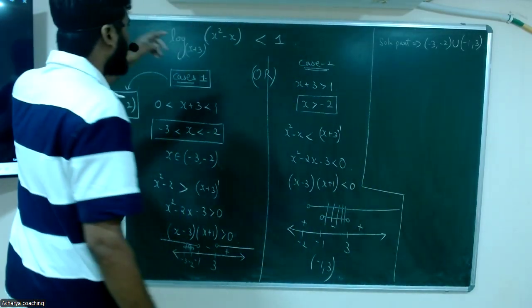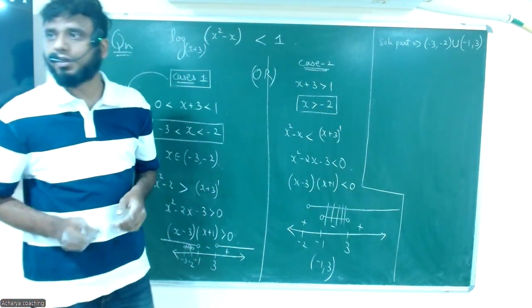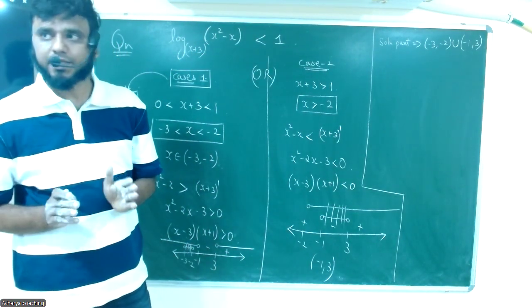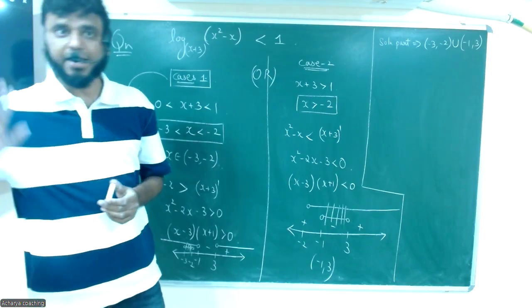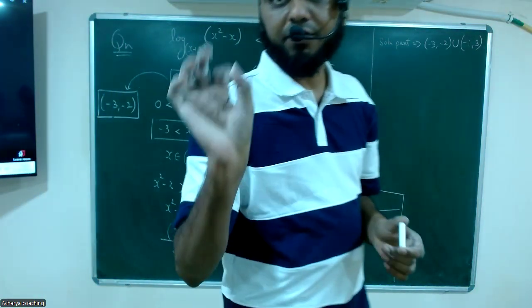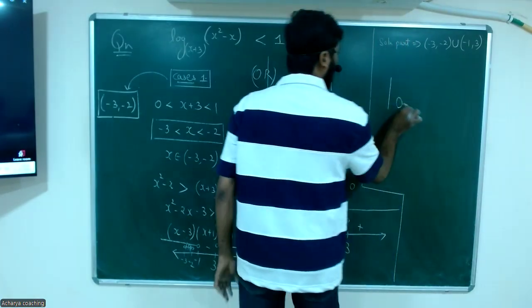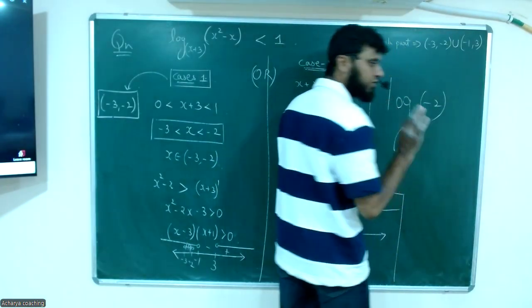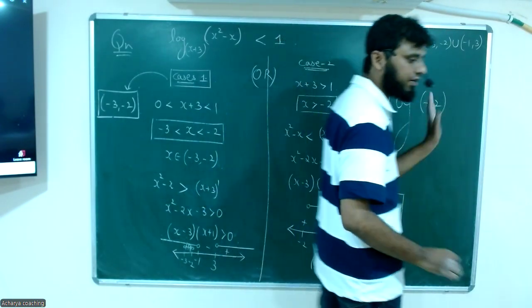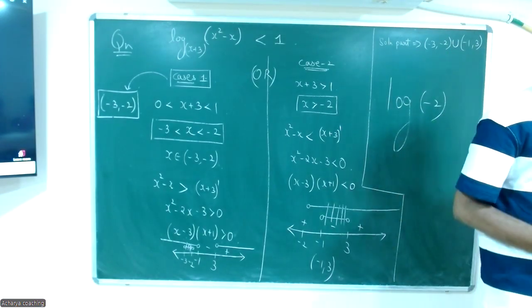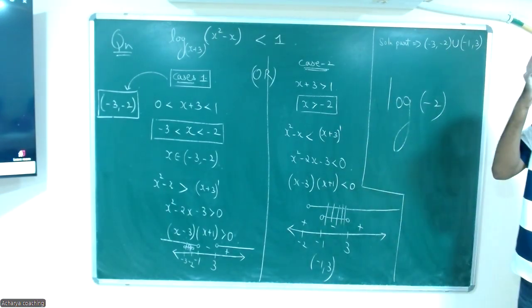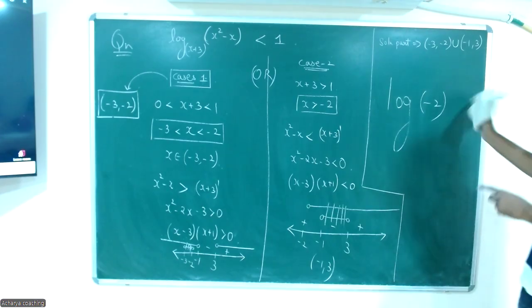What is the defining part? Inside log, can we put any negative number? I have explained that earlier. Log will accept only positive values. So log of minus 2 is not defined. Log of minus 7, not defined. Log 0, not defined. So inside log, we can put only positive values.